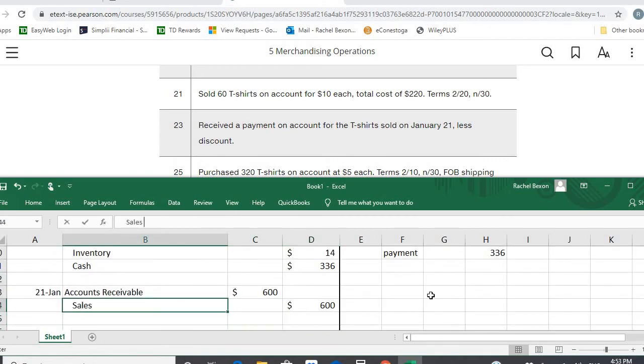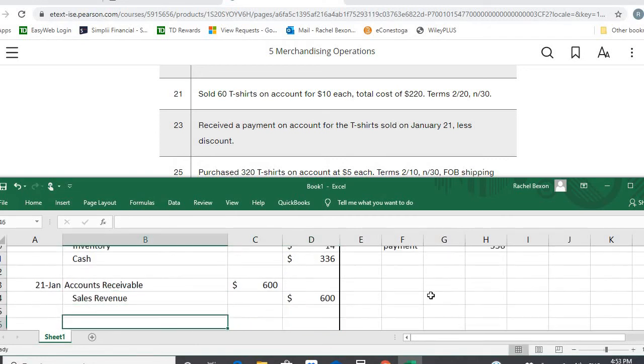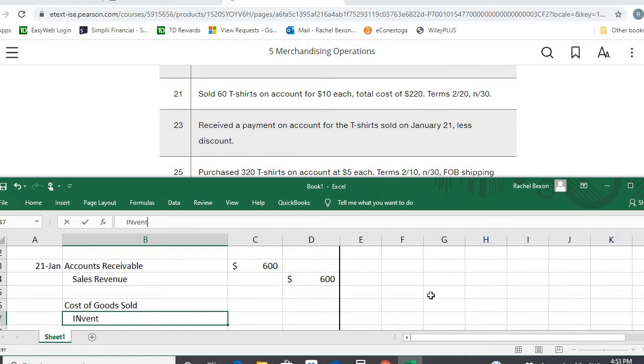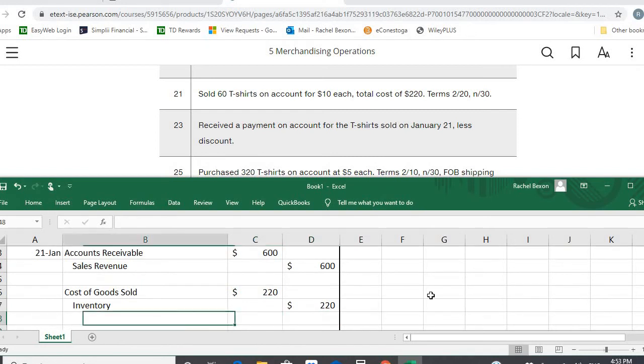So our credit again is to sales revenue. Because we have a periodic inventory system, we also have to update cost of goods sold and reduce inventory immediately. And the amount of that is $220 as given in the question. Remember to do both parts. We have to first record the sale and secondly, reduce the value of inventory and record the expense.